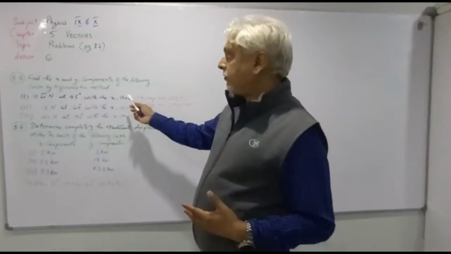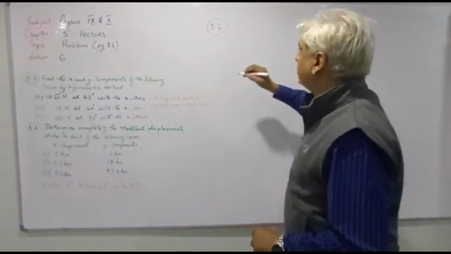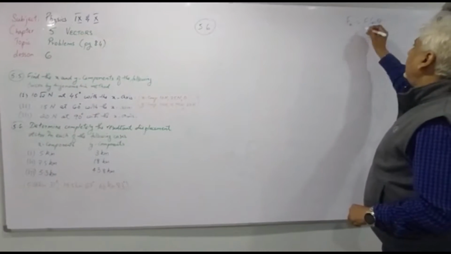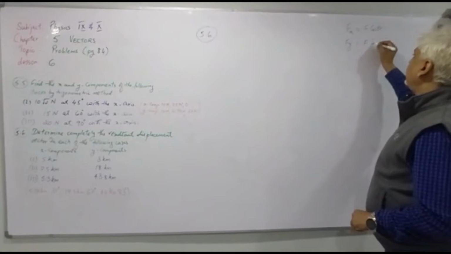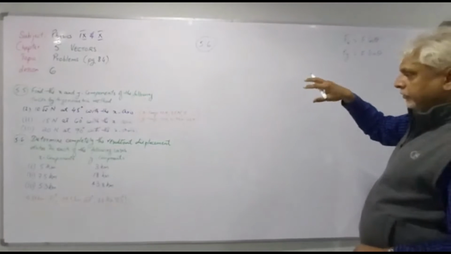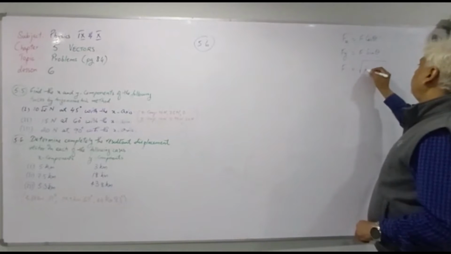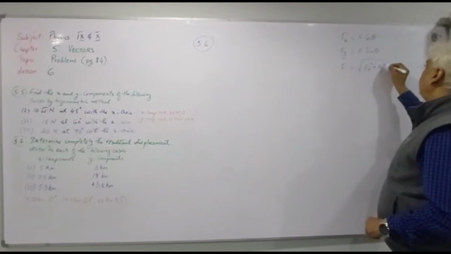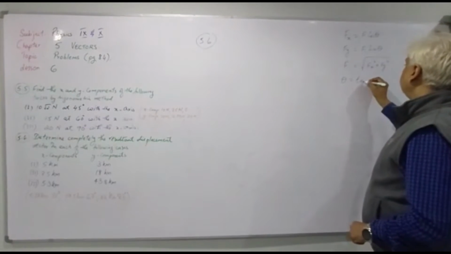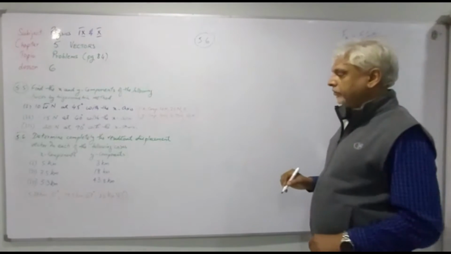I've already solved 5.5, now I'm moving on to 5.6. Remember in 5.5 I used the formula to calculate the x component: Fx is equal to F cos theta, and for the y component, Fy is equal to F sin theta. Here I will be using the trigonometric ratios sin and cos to solve for force F, which is equal to the square root of Fx squared plus Fy squared, and the angle theta is equal to tan inverse of Fy upon Fx. So I'll be using this to solve this.